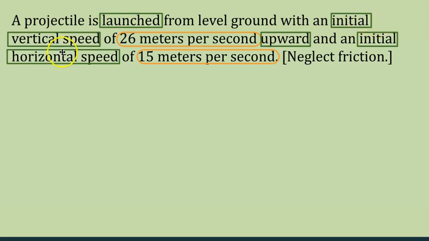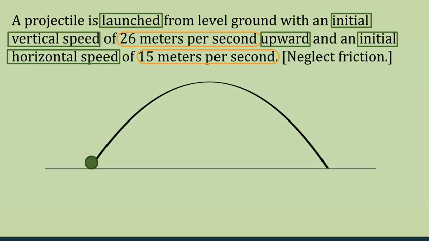I also boxed initial vertical speed because that tells me something about the 26 meters per second. I boxed upward because that means the 26 should be positive. And I boxed initial horizontal speed because that shows me what 15 meters per second is supposed to be. There's a lot of information here, so I'm going to draw a picture. I have some object starting on ground level, and it's going to travel in this arc and come back down.